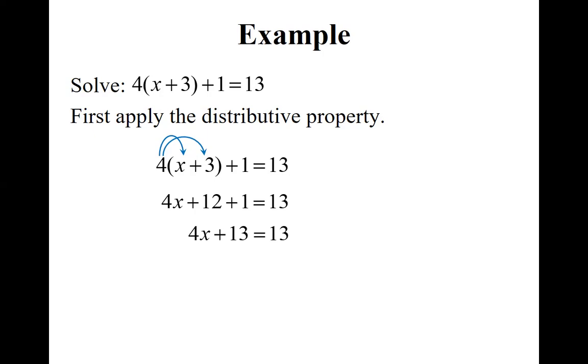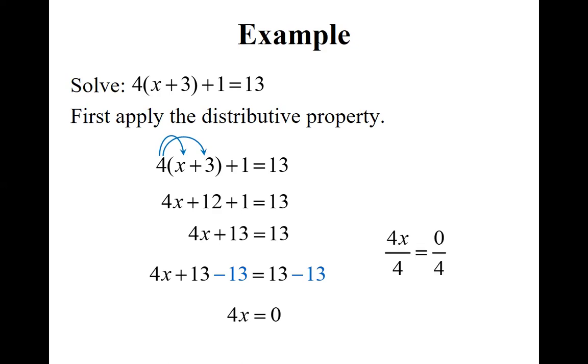Let's subtract 13 from both sides, getting the 4x by itself. 4x equals 0. Divide both sides by the coefficient of x to get the x by itself. Divide both sides by 4. x equals 0 over 4, which is just 0.